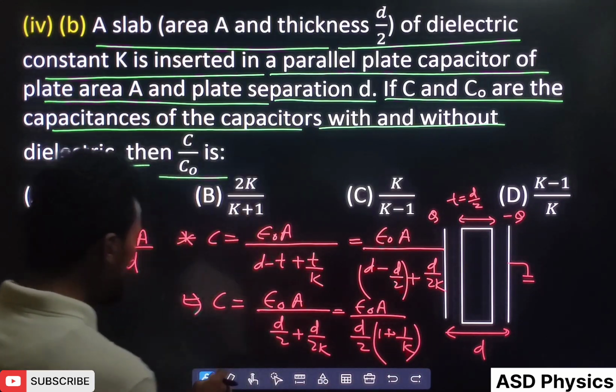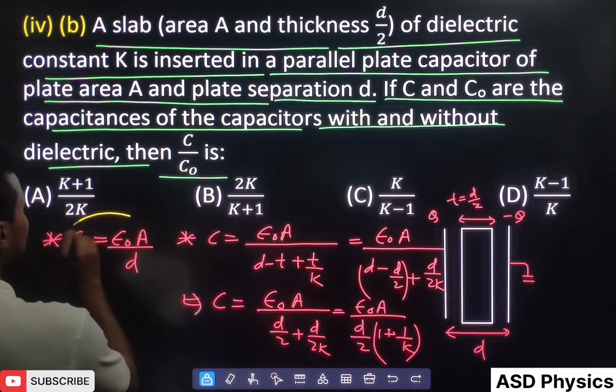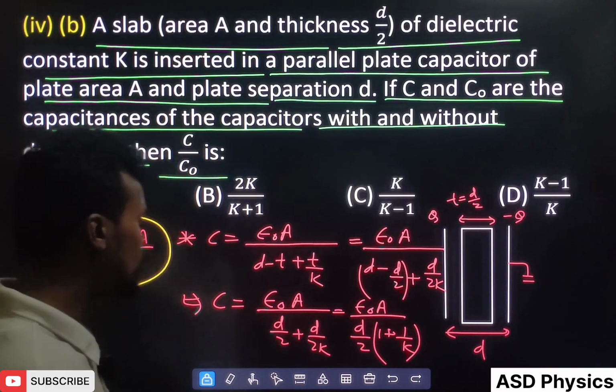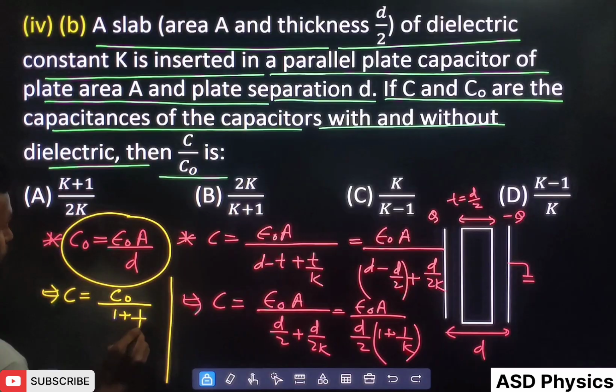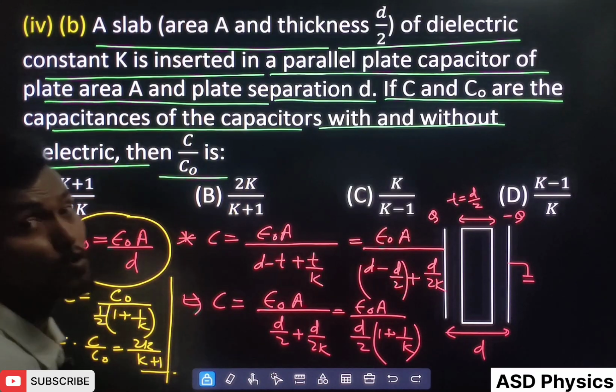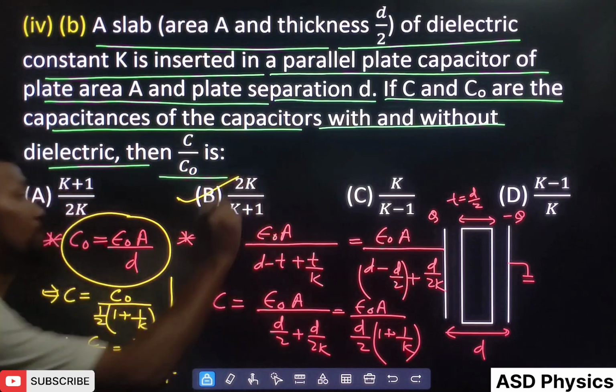Now you can see, epsilon naught A by D is the C naught. So I can write C equal to C naught by 1 plus 1 by K, and here 1 by 2. So when I take the ratio C by C naught and simplify this, it will come 2K by K plus 1. What is coming? 2K by K plus 1. Option B is the answer.